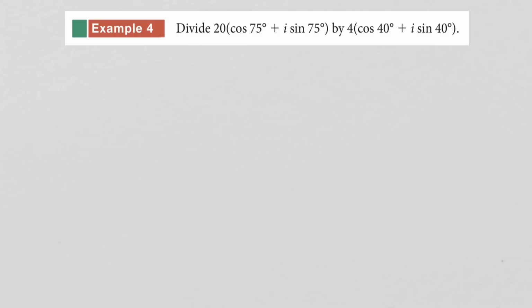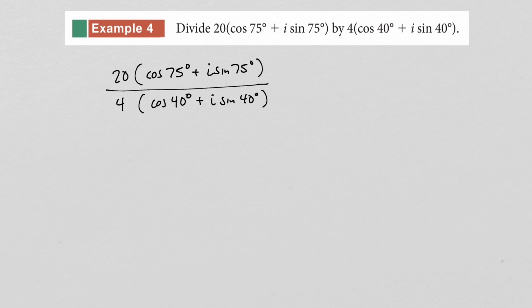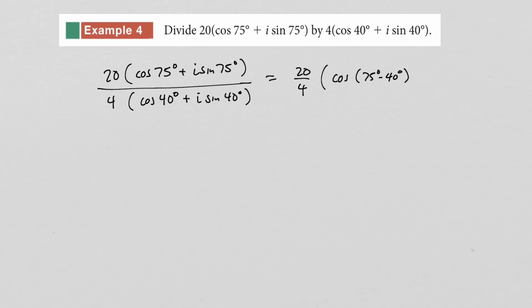So as an example, let's divide the number 20 times the cosine of 75 degrees plus i sine of 75 degrees by 4 times cosine of 40 degrees plus i sine of 40 degrees. So let's go ahead and write this down as a division problem. And now all we have to do to complete this is divide these two numbers. So that will be 20 divided by 4. And then for the angle, we're going to have 75 degrees minus 40 degrees for both angles.